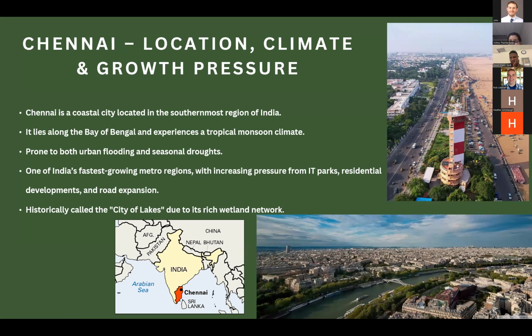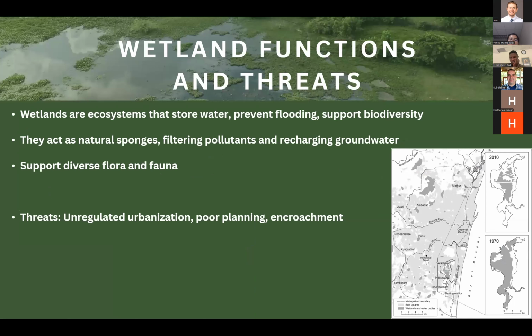Chennai is a major metropolitan city located in the southernmost region of India. With long coastlines and tropical climate, the city is uniquely vulnerable to both flooding and drought. This makes its wetlands extremely important. Now let's get to know more about wetlands. Wetlands are among the most valuable ecosystems in the world. They act as a natural sponge, absorbing excess rainwater during monsoons. They recharge groundwater and improve water availability. They filter pollutants and enhance water quality. They also support diverse flora and fauna.